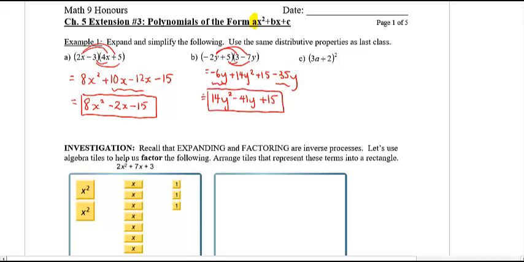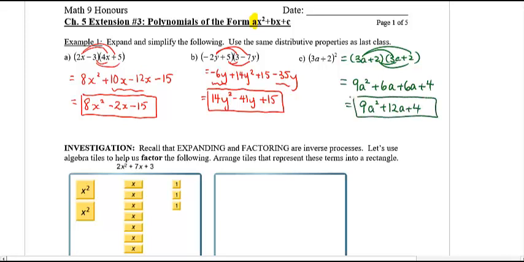All right, now part C. Remember, this is the one where many of you would think, oh, I'm just going to distribute the square. No, don't do that. What you really want to do is just rewrite this out as 3a plus 2 times 3a plus 2. And when people do that, there are no problems. 3a times 3a is 9a squared. 3a times 2 is 6a. 2 times 3a, 6a. 2 times 2 is 4. 9a squared plus 12a plus 4. Done. Okay?